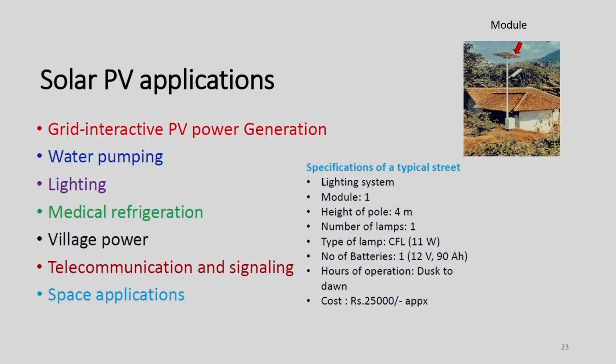There are many applications that we can see, like grid interactive PV power generation, water pumping, lighting, medical refrigeration, village power, telecommunications and signaling, and space applications. There are multiple applications of those solar PV systems. What I am showing here is an application of a module for lighting. There is a battery bank here, and one source controller will be there, and one module and one tube, or say lamp, right.